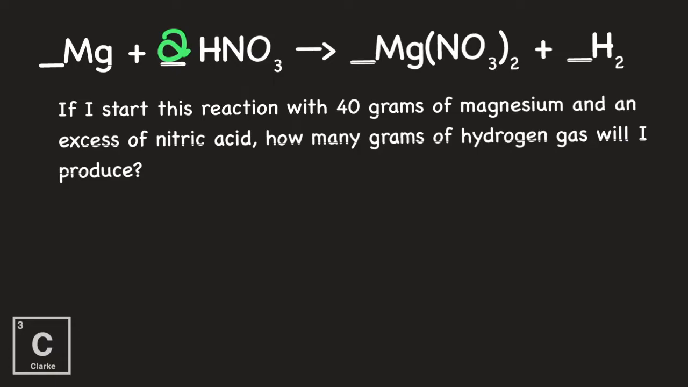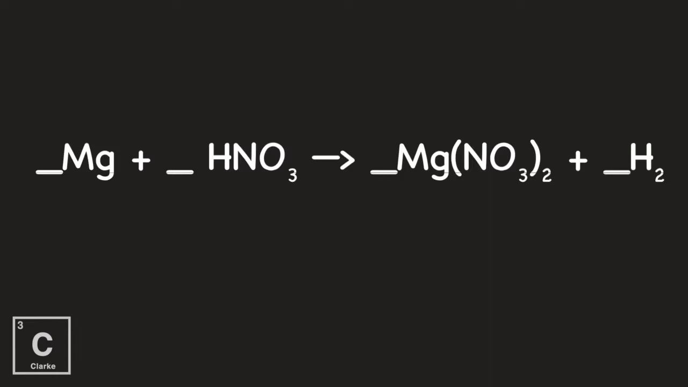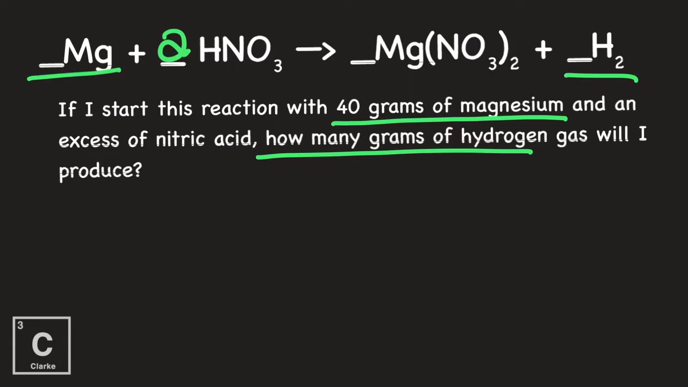So now that my chemical equation is balanced, let's start the actual problem. Okay, so let's read this question. If I start this reaction with 40 grams of magnesium and an excess of nitric acid, how many grams of hydrogen gas will I produce? Okay, so we're looking for how many grams of hydrogen. We're starting with 40 grams of magnesium. So we're starting with magnesium. When we solve this, this is going to be called the theoretical yield. Your theoretical yield is always the answer of a stoichiometry problem where you're solving for how much product is produced. Because we are figuring out how many grams of product.